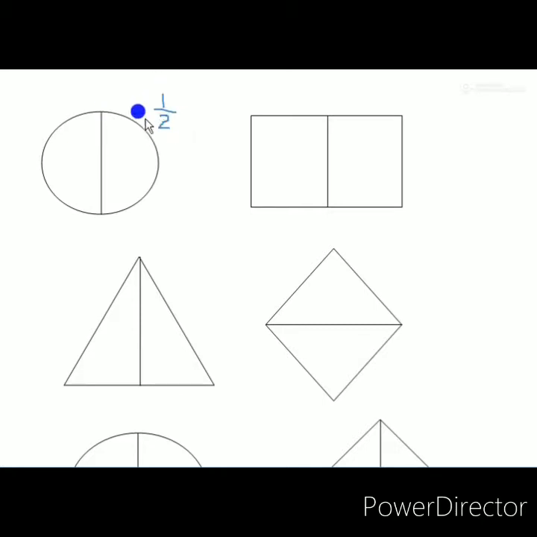Here the circle I have divided into two equal parts. Each part we can say half part. The first part on the left side we can write half part and the right part also half part. The second one is a rectangle. This rectangle is also divided into two equal halves. Each half we can write 1 by 2 or 1 upon 2.